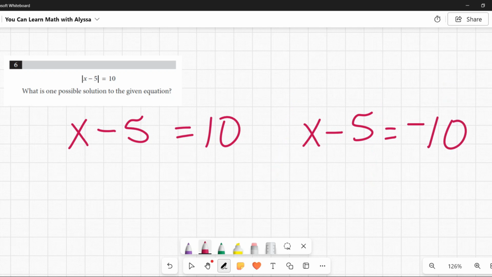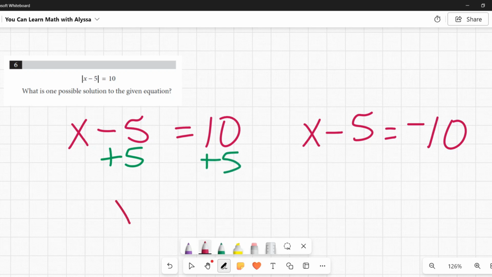So I can solve either of these equations, and I will get one of two possible solutions. I only have to enter one of them, but I wanted to show you both. On the left-hand side here, we have x minus 5 equals 10. To undo that 5 being subtracted, I need to add it to both sides. On the left, that minus 5 plus 5 cancels out. I just have x. On the right, 10 plus 5 is 15.